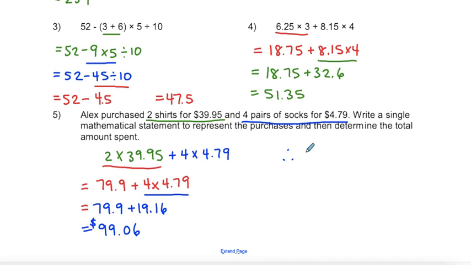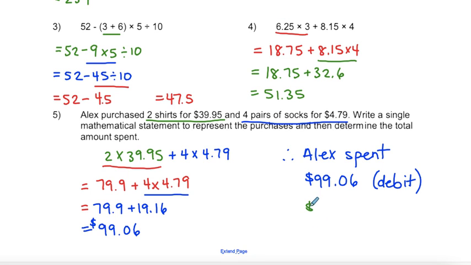So therefore, Alex spent $99.06. Now this is how much he would spend, remember, if he was paying with a debit card or a credit card. But how much would he spend if he was paying cash? Well, he would spend only $99.05 if he was paying with cash.